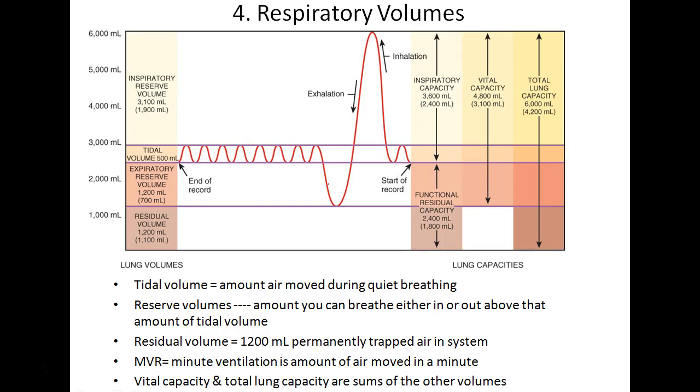That's going to be the sum of tidal volume plus inspiratory and expiratory reserve volumes. In other words, that's going to be a nice deep breath in and a nice deep breath out. And then lastly, if we toss in a residual volume along with that, we get total lung capacity. Total lung capacity is the sum of all the volumes, including the residual volume.